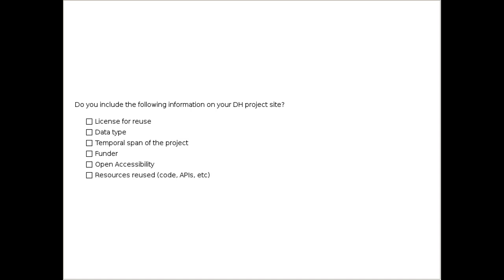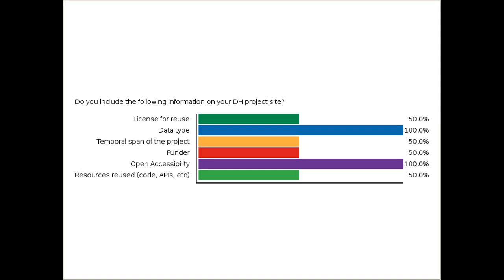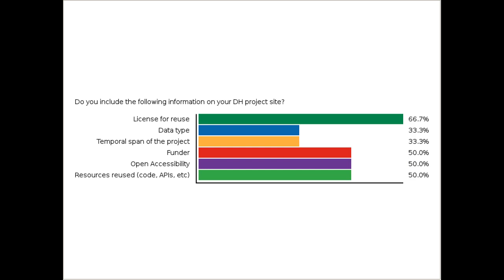All right, and we have our next question. Okay, so we're wondering, do you include any of the following information on your DH project sites: license for reuse, data type, the temporal span of the project, funder, open accessibility, and resources for reuse, codes, APIs? Other options are available. We'll leave this open for a minute or two.